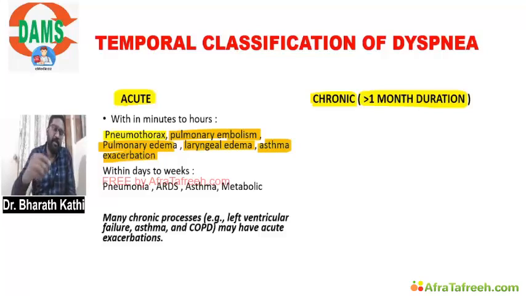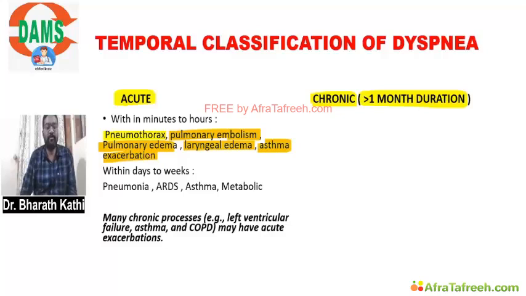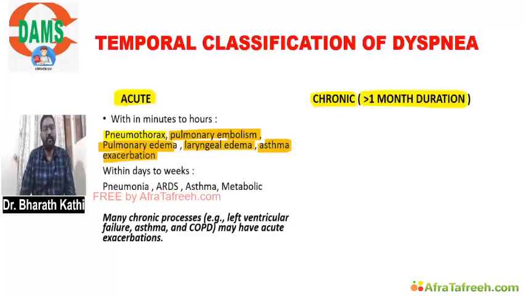Then many chronic diseases such as left ventricular failure, asthma and COPD can suddenly worsen and have an acute exacerbation. So if the patient is having acute dyspnea within minutes to hours, these are the conditions. Within days to weeks, it can be pneumonia, ARDS, asthma, metabolic causes. And many chronic processes have acute exacerbations.